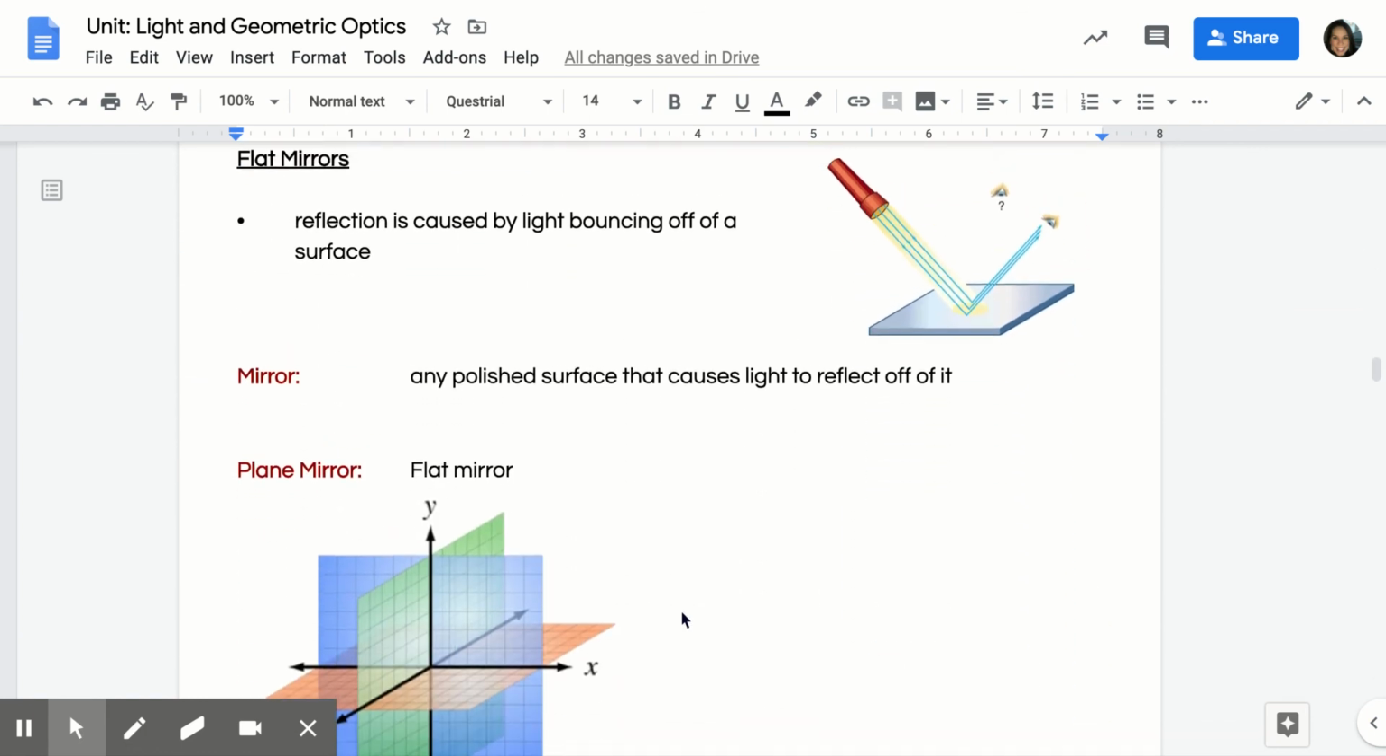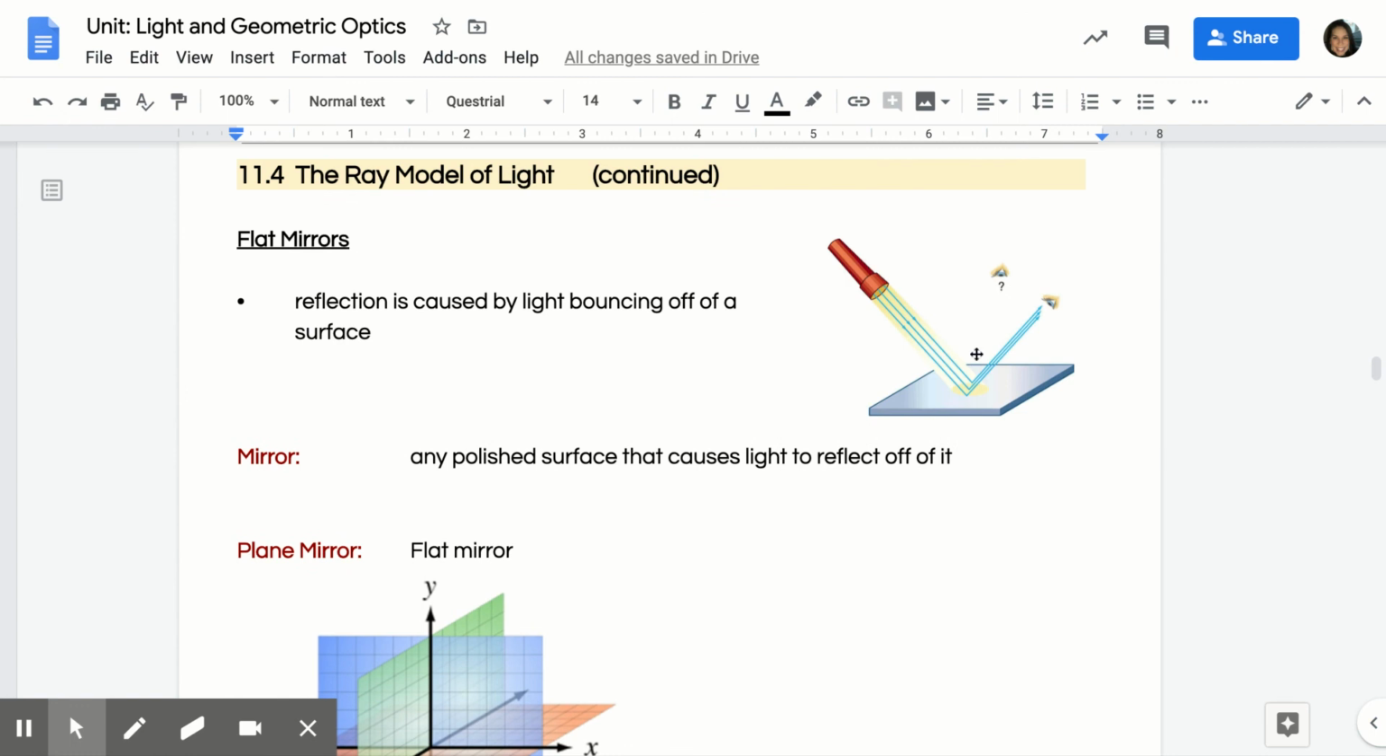We need to talk about the idea of flat mirrors. So reflection is caused actually by light bouncing off of a surface. And this is how we get that mirror effect. And specifically, mirrors work so well because they're a polished surface that allows this light to fluidly reflect off of it.